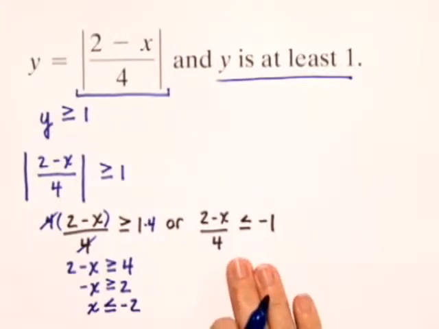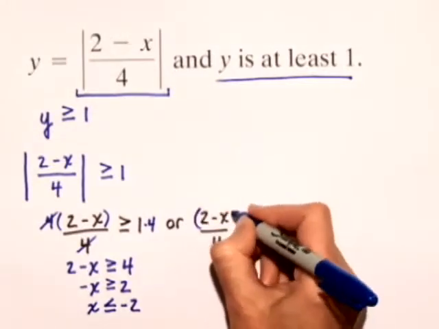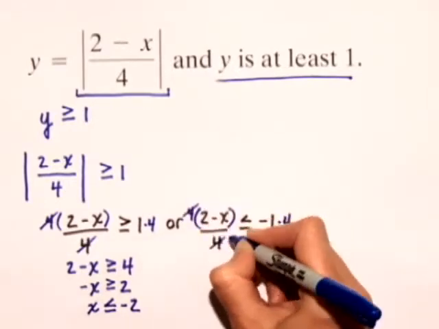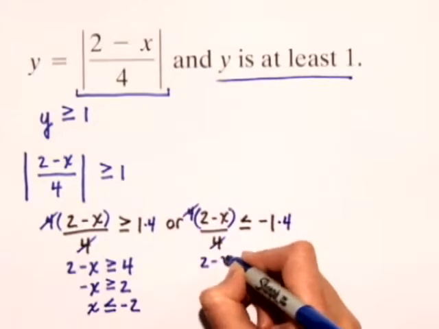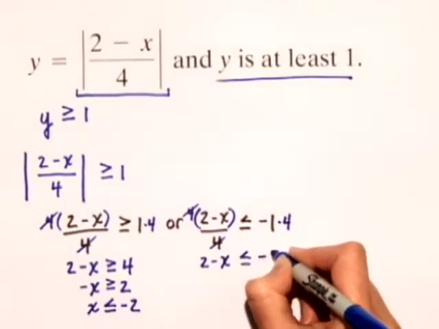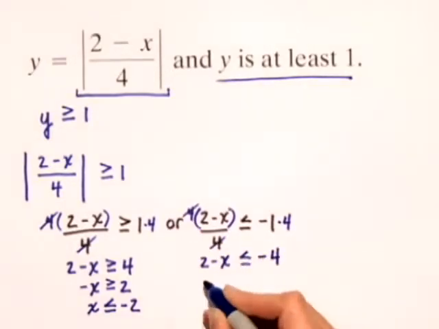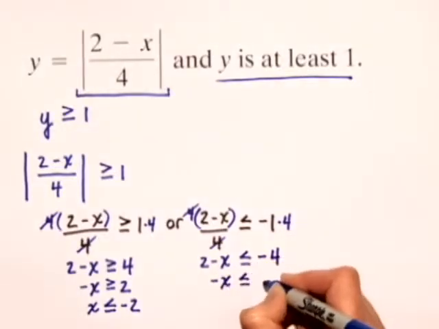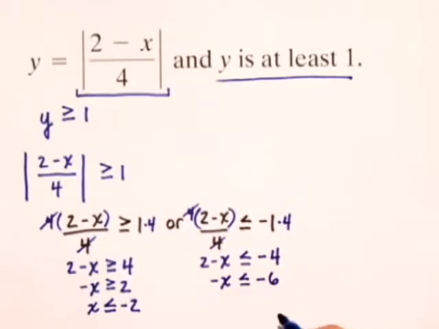Let's solve the second one now. Again, we're going to multiply both sides of this inequality by 4. The 4's divide out, and I get 2 minus x is less than or equal to negative 4. I'll subtract 2 from both sides, and I'll have negative x is less than or equal to negative 6. And once again, I'm dividing both sides by a negative, so I'll reverse that direction of the inequality, and I'll get x is greater than or equal to positive 6.